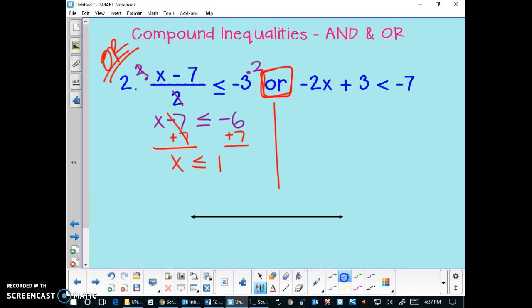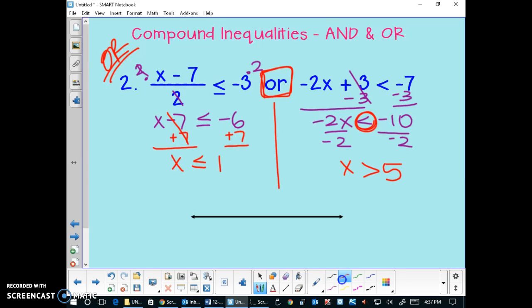And then I come over here and I get x by itself on this side. So I'm going to subtract 3 from both sides. Negative 2x is less than negative 10. Divide by negative 2. Now we are dividing by a negative, which is important because this less than becomes a greater than. So I have x is greater than 5. So I have x is less than or equal to 1 or x is greater than 5.